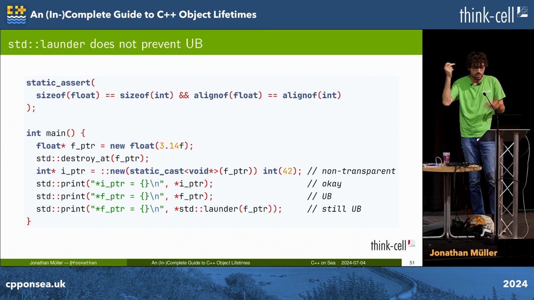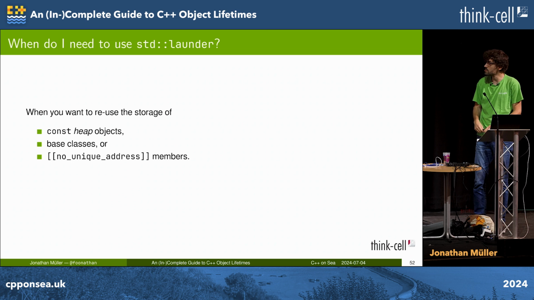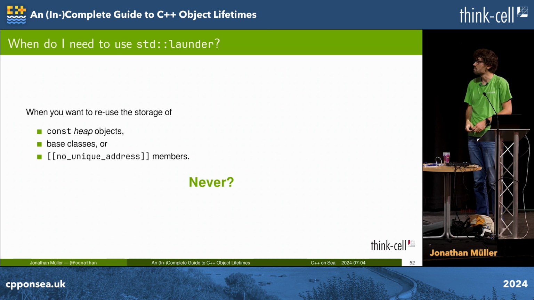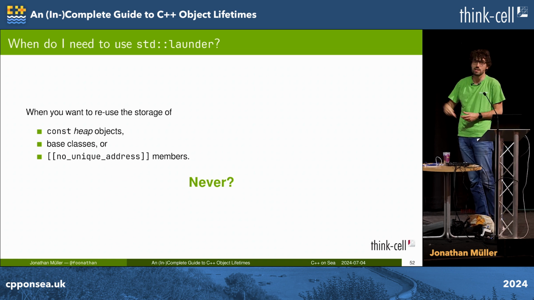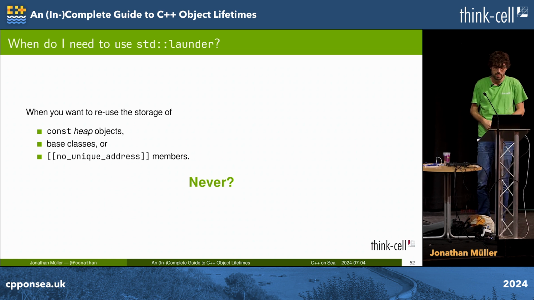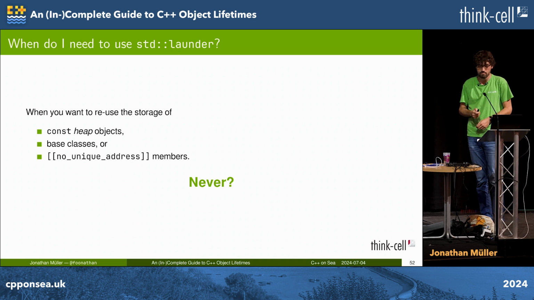Now, you might ask, when do I need to use launder? Well, when you want to reuse the storage of const heap objects, because remember, you cannot reuse the storage of other const objects, base classes, or unique address members. In other words, never, right? Because when would you want to do one of those things? I want to point out that originally the rules were much stricter about what counts as a non-transparent or transparent replacement. So when launder was introduced, there were real use cases that came up where you had to use launder. But the standard has relaxed the rules and made more replacements transparent, so basically you never have to use launder. Although we will come back to that.